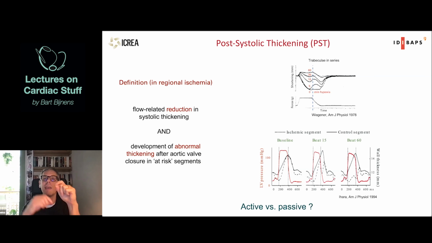However, when they took two pieces of myocardium, two trabeculae, and put them in series, and made one of them hypoxic while keeping the other normal, then you start to see what they measure here. That means that if we have hypoxia, you get a gradual decrease over time of the systolic deformation, and you start to get post-systolic deformation.